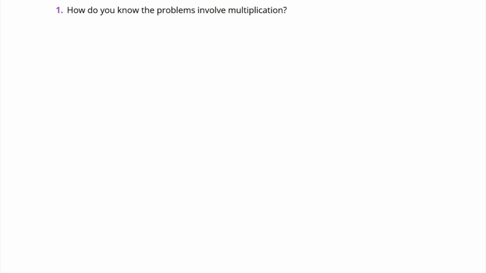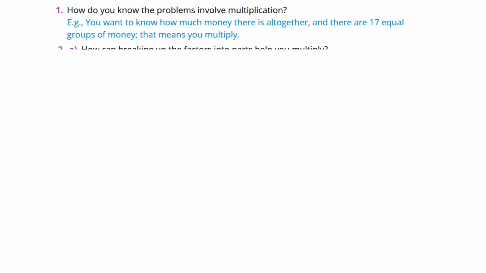How do you know the problem involves multiplication? Well, a possible answer is that you want to know how much money there is altogether, and there are 17 equal groups of money, so that means that you multiply. So we're dealing with equal groups again.